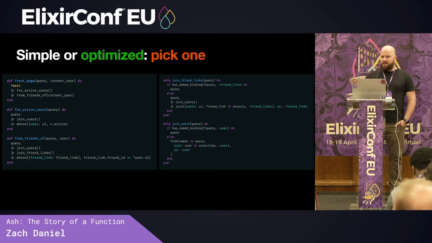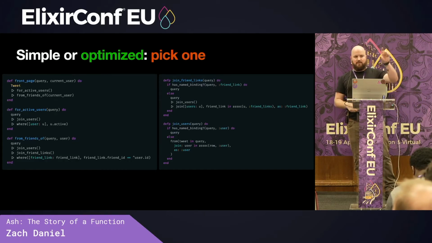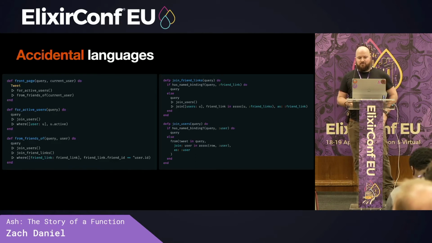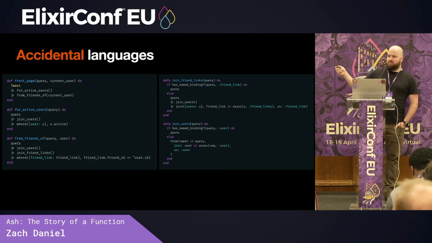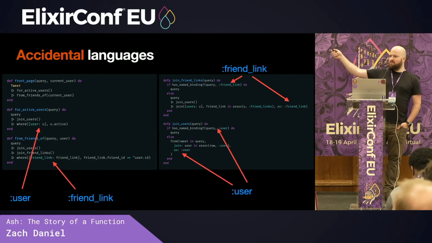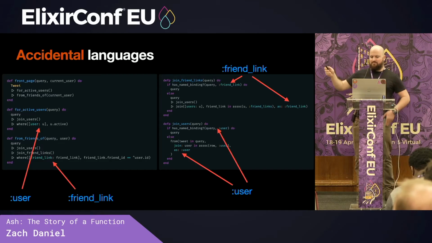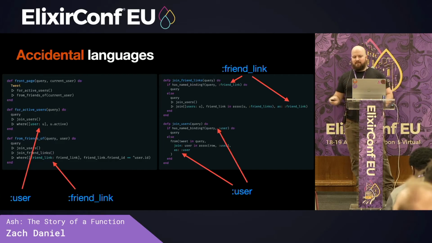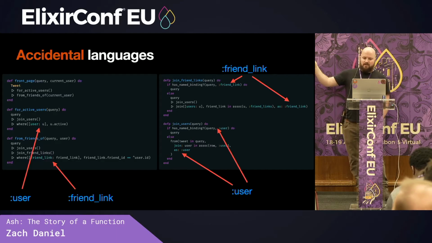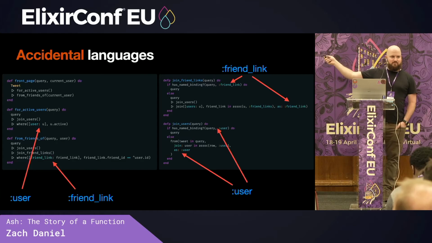Now we've got our optimized thing. Both of these things can be used independently, but there is a problem with this. This is what I would call an accidental language. So there are semantics hidden throughout these functions. This local constant, friend link, is not just a reference to a table. It's a token in our optimization language that we just wrote.